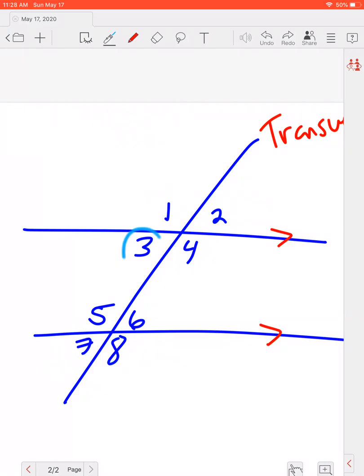Same thing with the alternate interiors. If I knew angle 3 was 25, angle 6 would also have to be 25. If I knew angle 4 was 100, then angle 5 would also have to be 100. And just noting that 5 and 6, 3 and 4 also have to add up to 180.